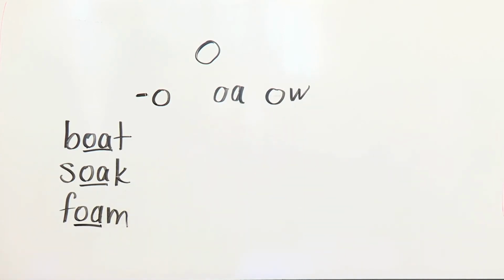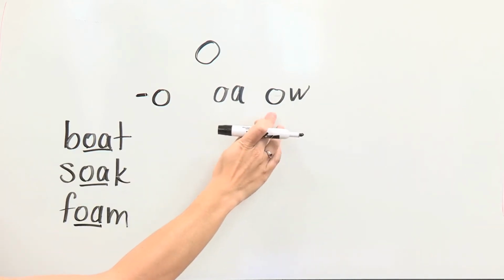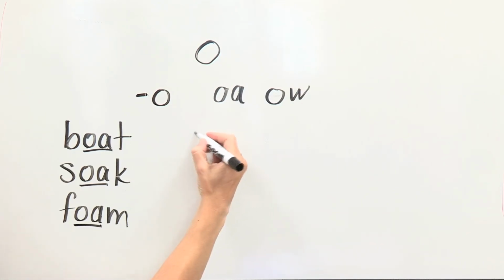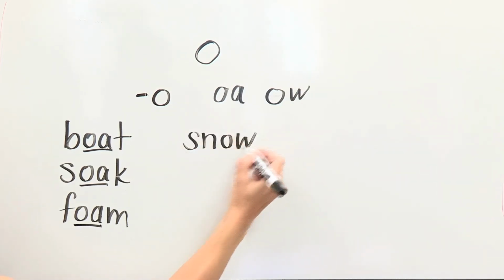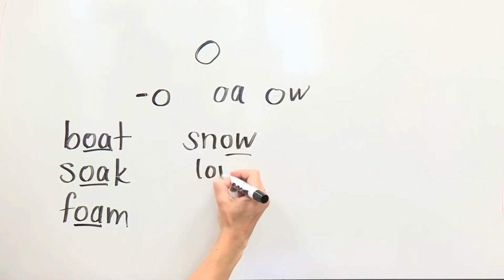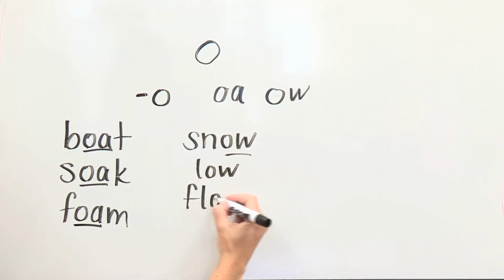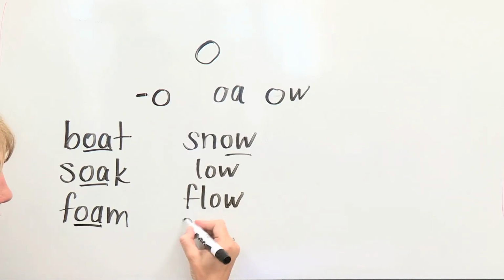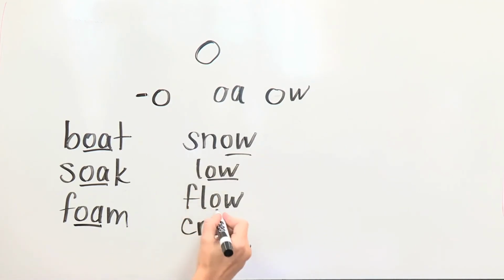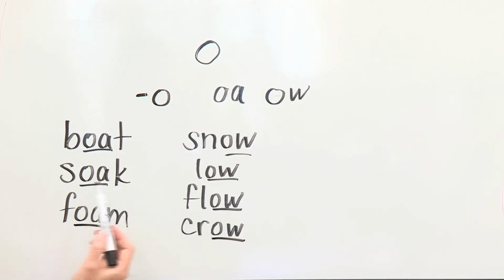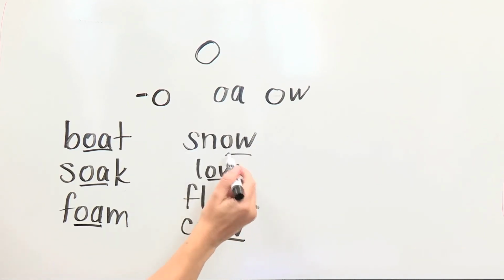Okay, O-W. Now we have to be careful because O-W is also what we call a diphthong. That's going to be another lesson. For today, we're going to focus on how O-W just makes the long O sound. So snow, okay, so we have snow, low, blow, crow. All right, so you see how you can possibly distinguish between when you need to use OA and when you need to use OW. OW is at the very end of a word. Crow, blow, low, snow.